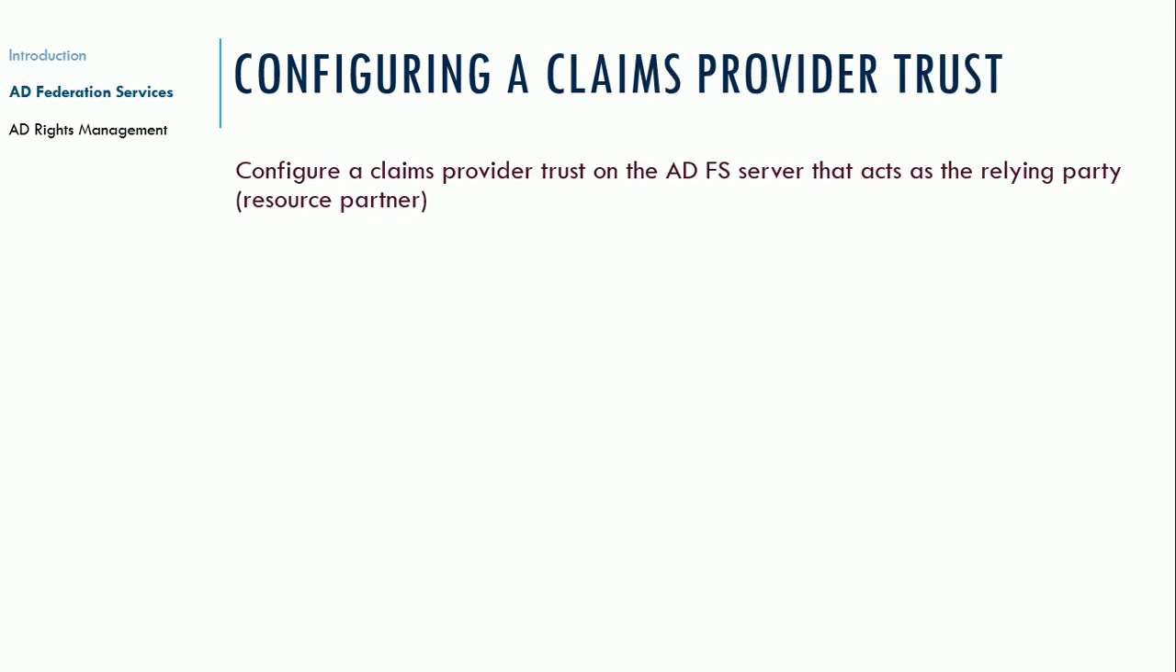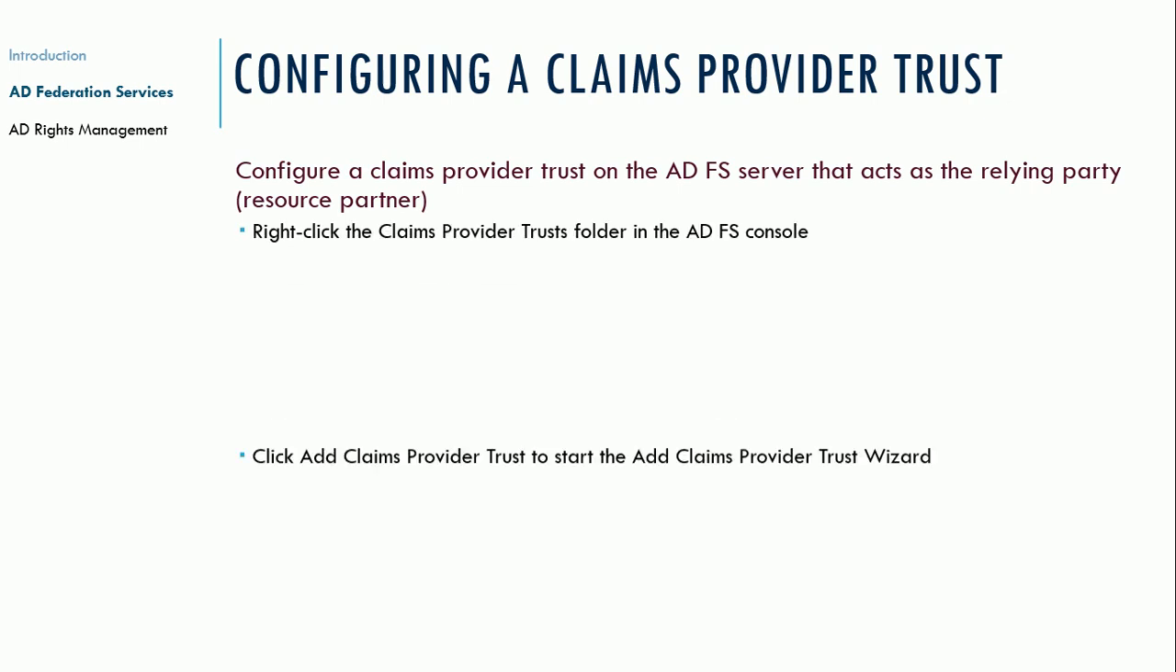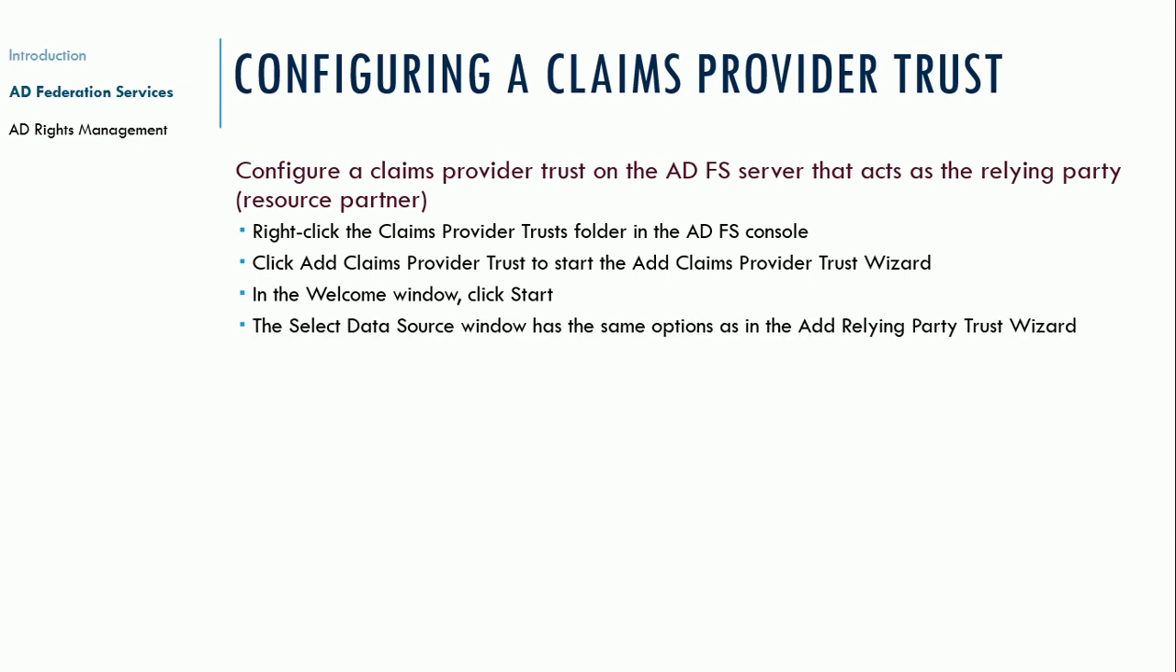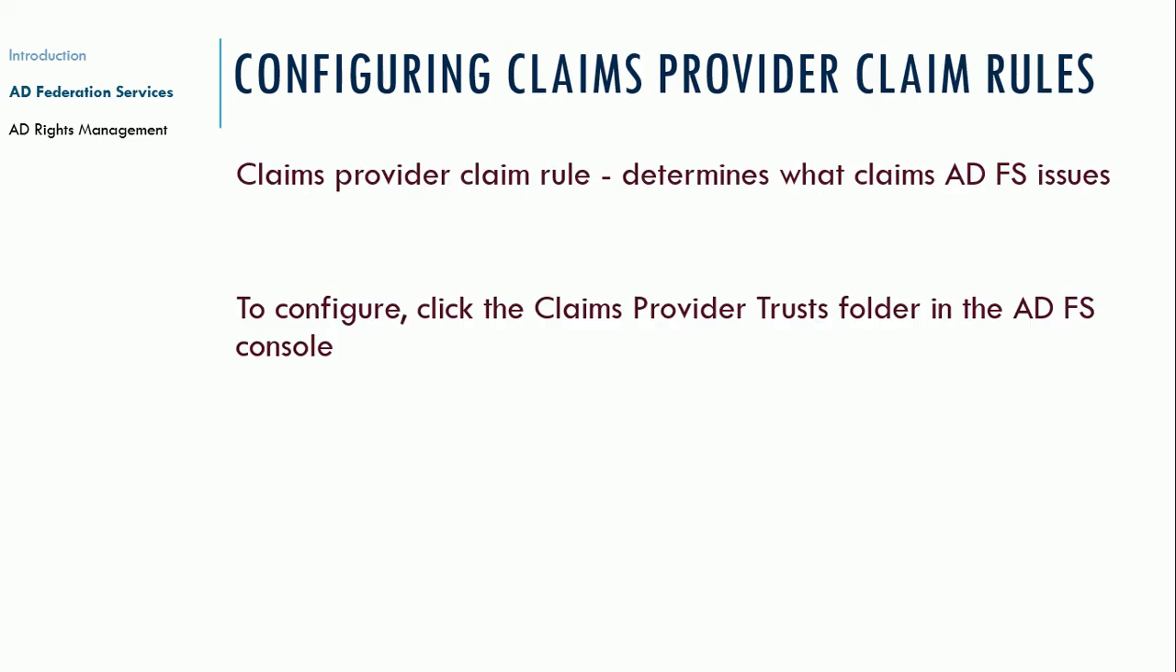So configuring claims provider trust on the ADFS server that acts as a relying party or a resource partner, you're going to right-click on the Claims Provider Trusts folder in the ADFS console, and then click Add Claims Provider Trust to start the Add Claims Provider Trust wizard. And in the welcome window, you're going to click Start to select the data source window that has some options.